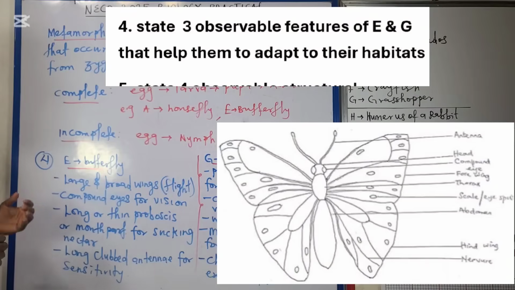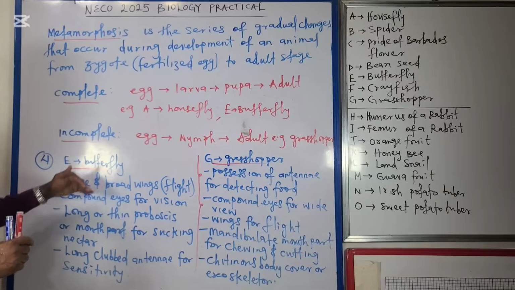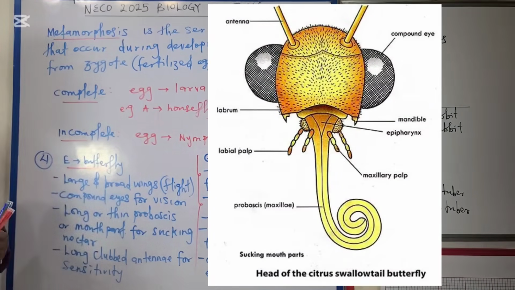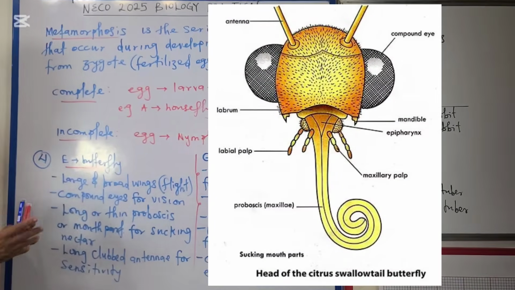Okay, one is that it has large and broad wings for flight. It has compound eyes for good vision. It has a long, thin proboscis, that's the mouth part. You can see it in the diagram on your screen. That proboscis is used for sucking nectar. Nectar is a sugary fluid secreted inside a flower, you know.